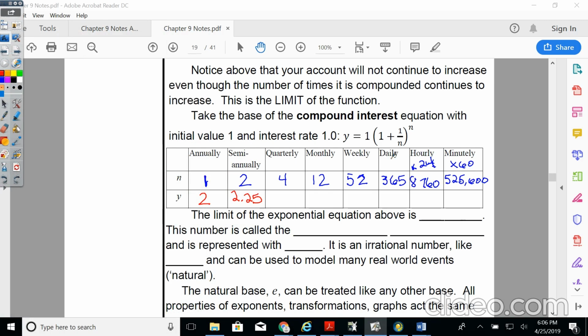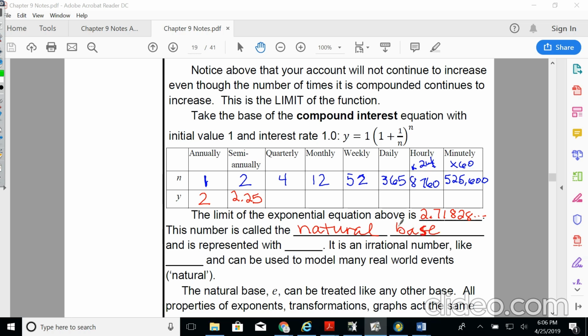It is the number 2.71828... This number is called the natural base, and we write the natural base with the letter E. So E is a number, very similar to pi. I know it looks like it's starting to repeat, but it's never going to be the same over and over again.